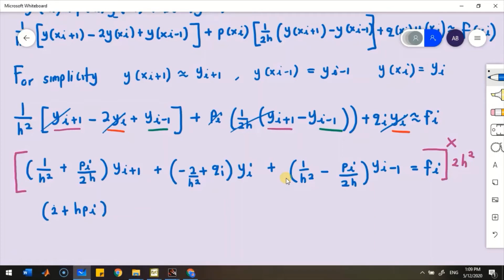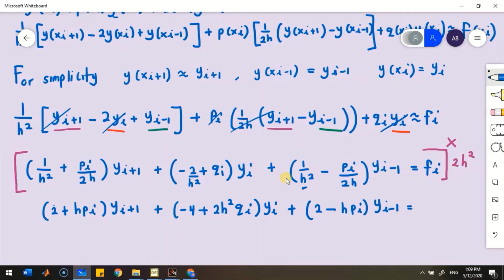2h cancels out with 2h squared. I have 1h times yi plus 1, and then multiply by 2 times 2h squared, I have minus 4. And then plus 2h squared qi yi, and then plus multiply by 2h squared for this term, I have 2 minus h pi yi minus 1 equals 2h squared f of i.